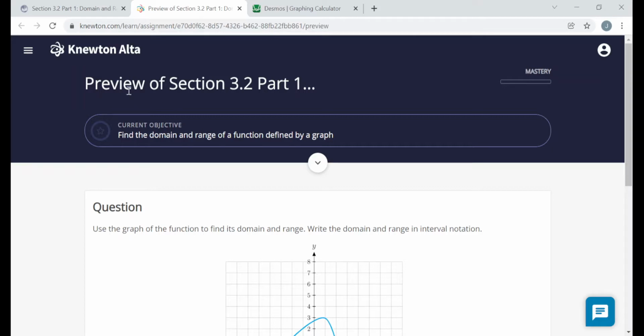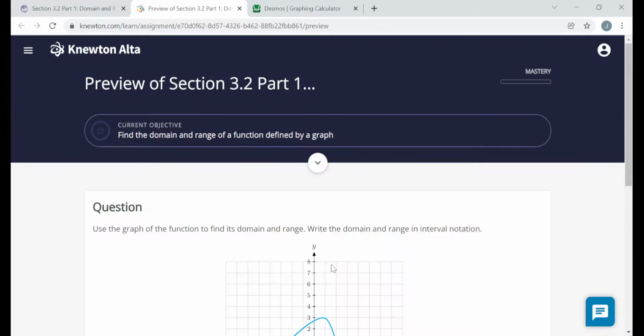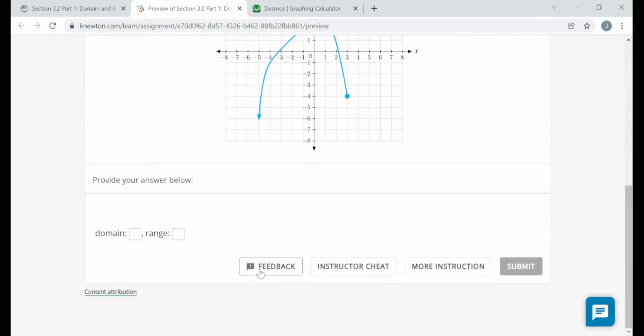Okay, so you've got the assignment page here. The title is up here, then the mastery bar. You have your objectives. Looks like there are 2 objectives for this particular assignment. Beneath the current objective there should be a question related to it, and at the bottom of each question you should see a feedback button. Send feedback to Knewton if you wish.